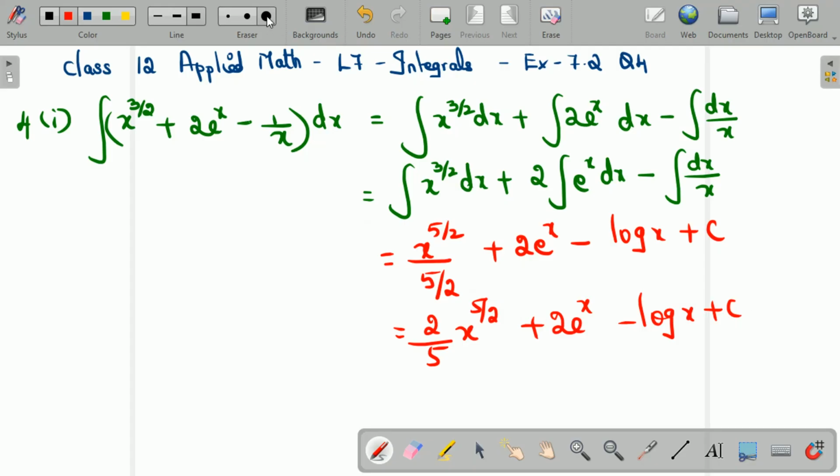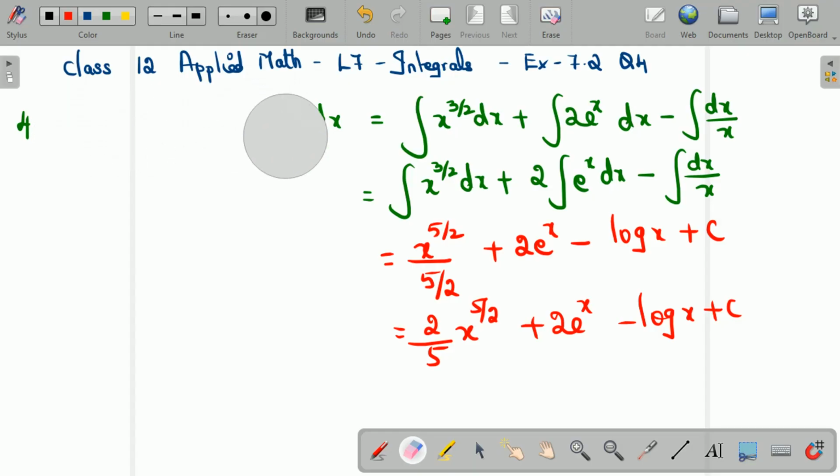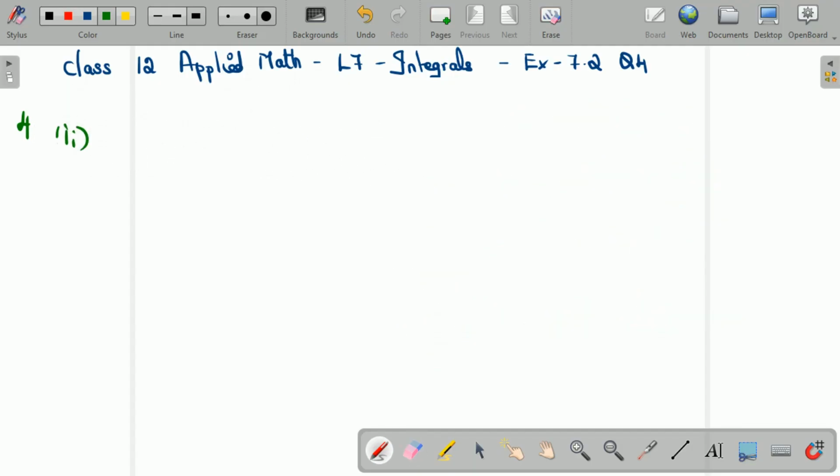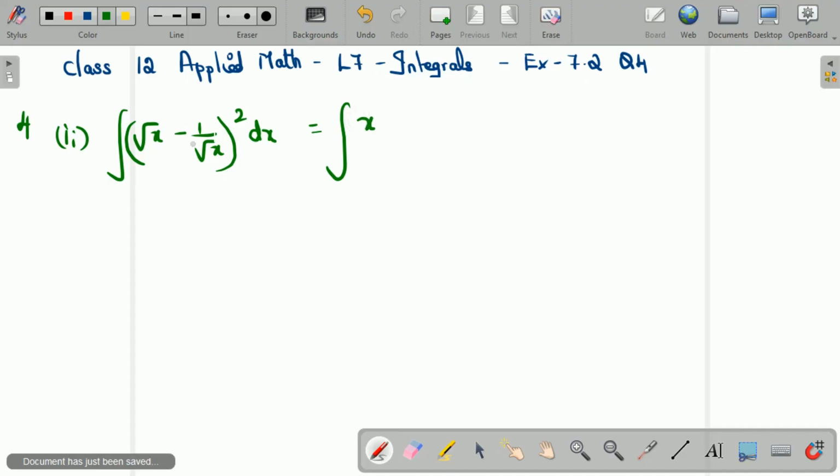So now let's take up the second subdivision in this question. It is integral of root x minus 1 by root x the whole squared dx. So first I'm going to apply the formula (a minus b) the whole square within the integral. So this is integral of a squared, which is root x the whole square, simply x, plus b square.